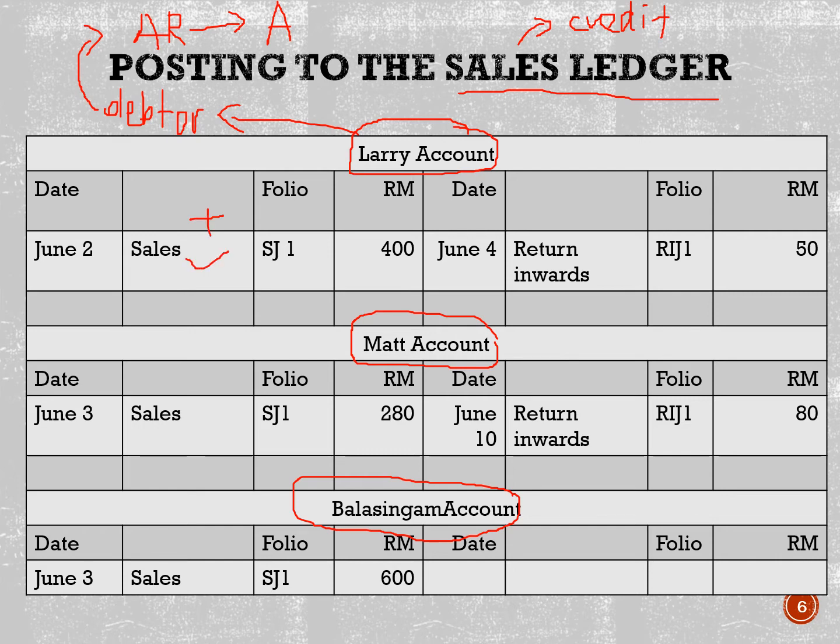But, kita nama dia as sales. So, sama juga Matt account and Balasingham account. Maksud dia, hutang untuk Larry, Matt dengan Balasingham bertambah lah sebab diorang beli barang dekat kita.